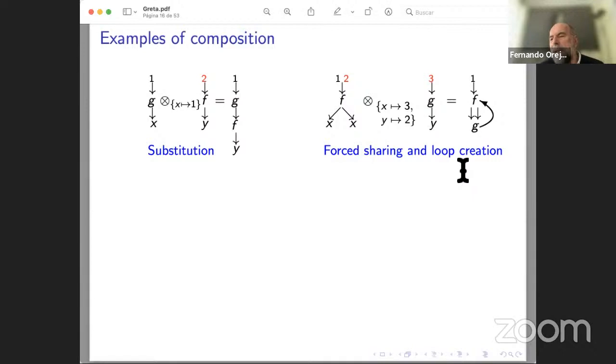So the definition of composition in that case was a bit complex, but not too complex. But I cannot show you anything because it's not finished. Hopefully I will finish it sometime. Thanks, Fernando. Yeah. Okay.